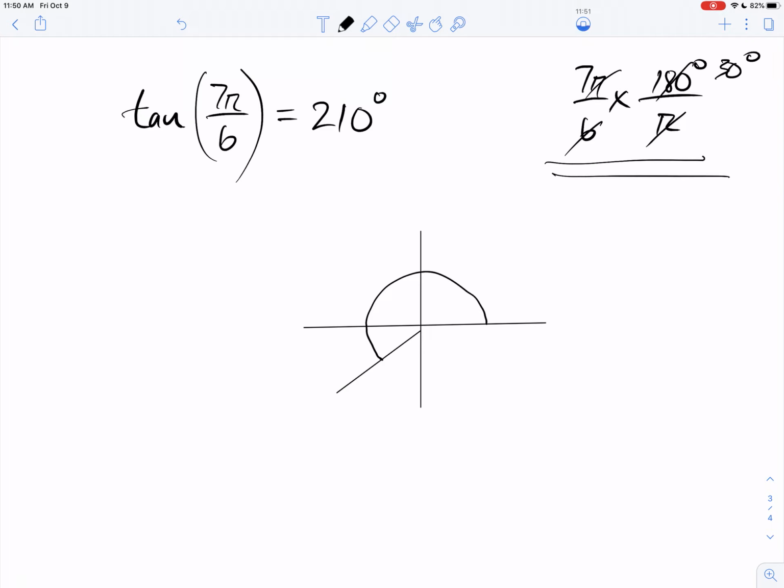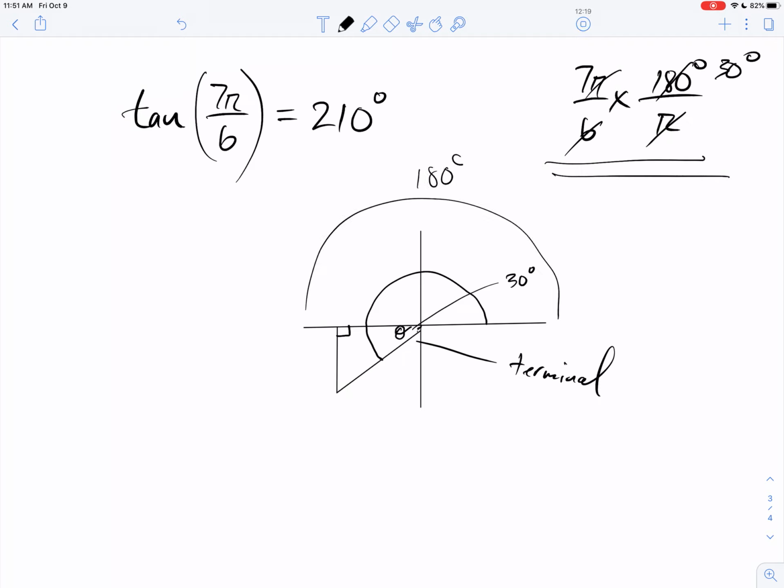This is called my terminal side of that angle, right? This is my terminal side. If I take my terminal side and I connect it to the x-axis, I will create a right triangle. It will have what's called a reference angle inside of it. And that reference angle will be, in this case, 30 degrees big. It is 30 degrees big because I know from here to here is 180, plus 30 more would give me 210.